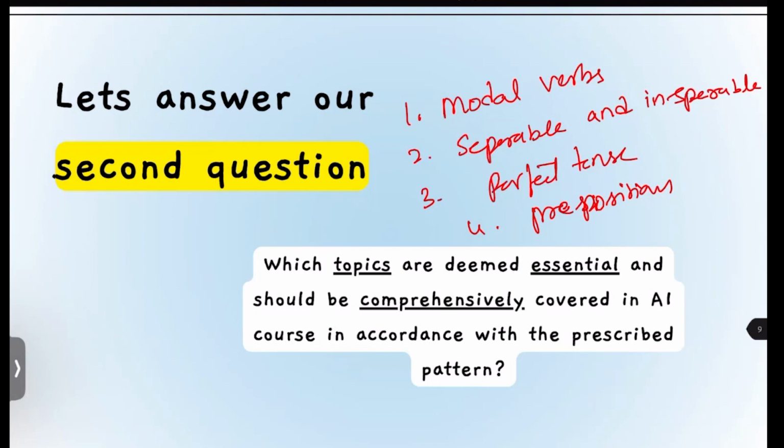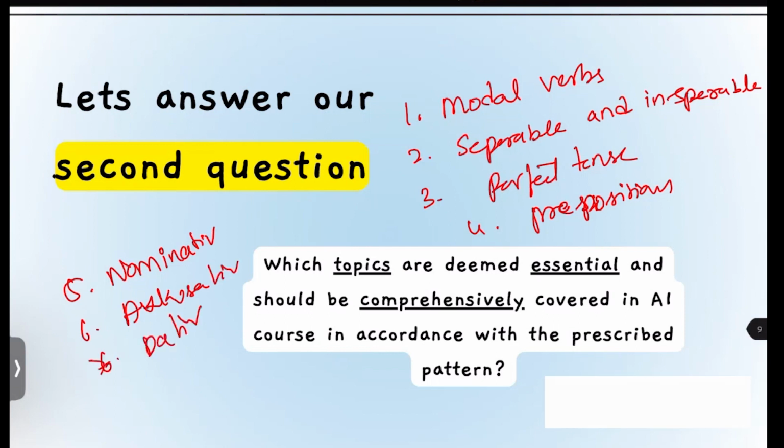And the next is the sentence cases: nominative, accusative, and dative. So you should have proper knowledge of these topics, then you can comfortably clear your A1 Goethe certification. All the best.